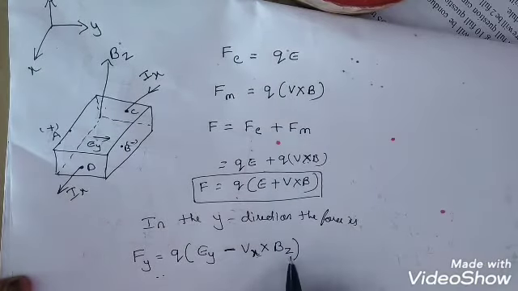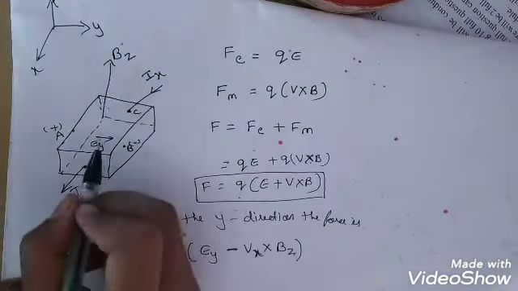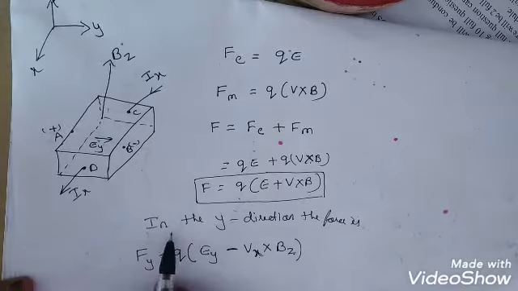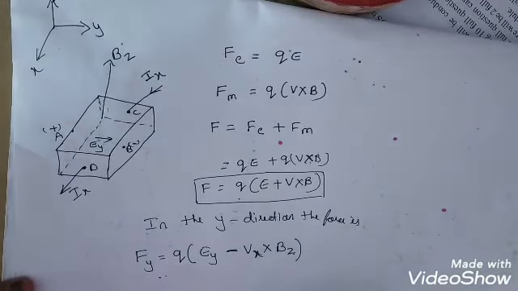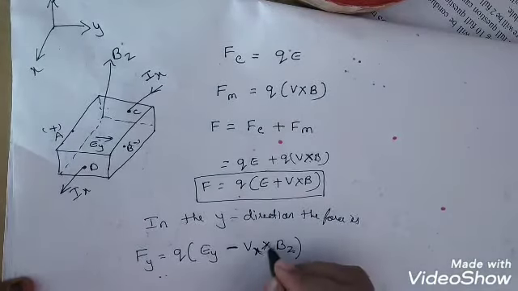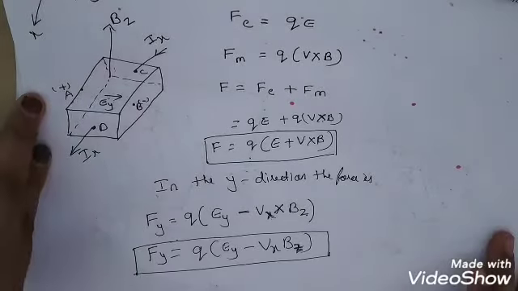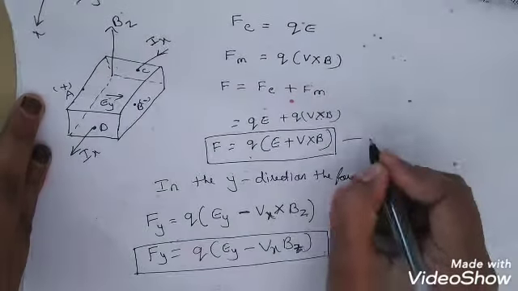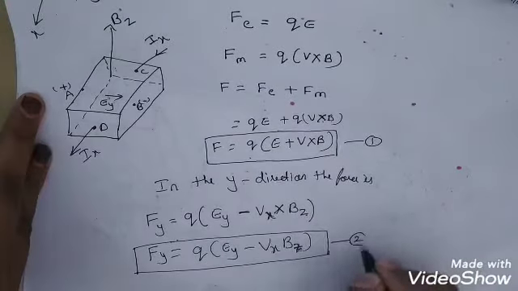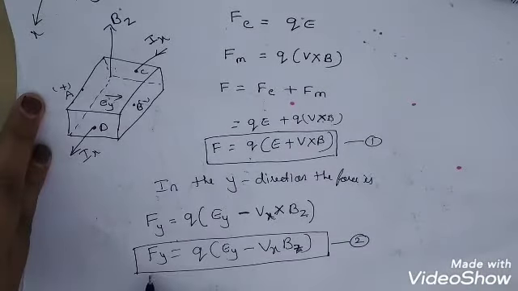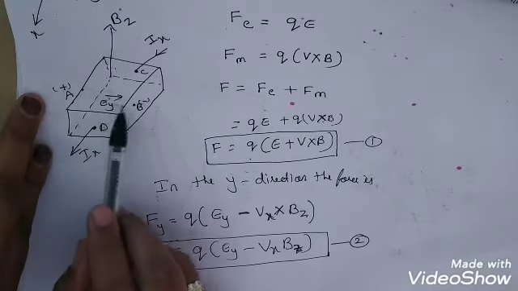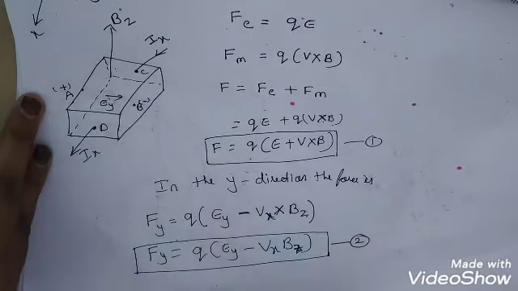So these terms are nothing but the directions in which we apply the electric and magnetic fields, as well as the force we get in the Y direction. So this is the force in the Y direction. Here we have to consider a cross product. Call this equation number 1 and this equation number 2. That is the force in the Y direction, from Fleming's left hand rule.